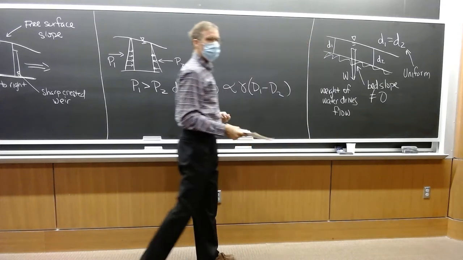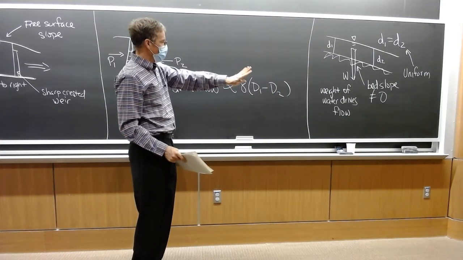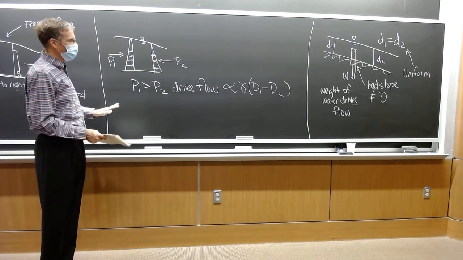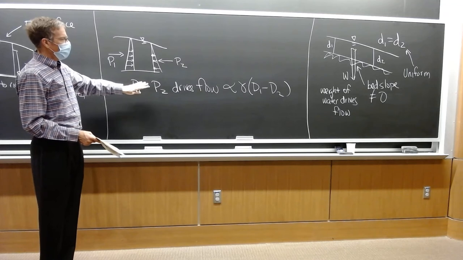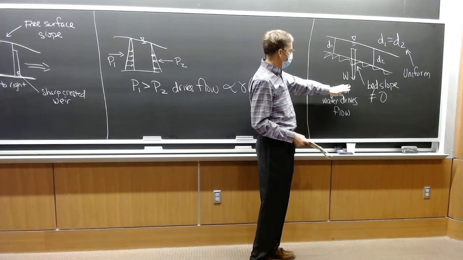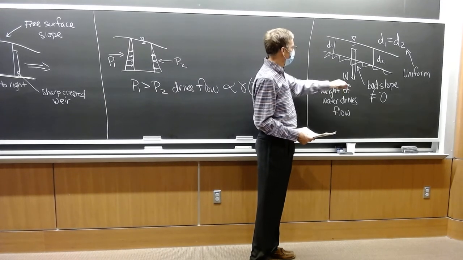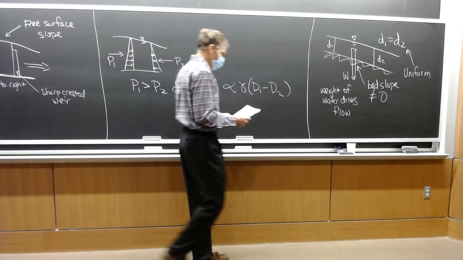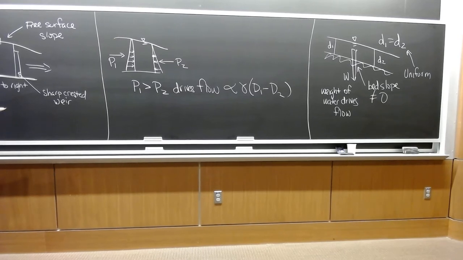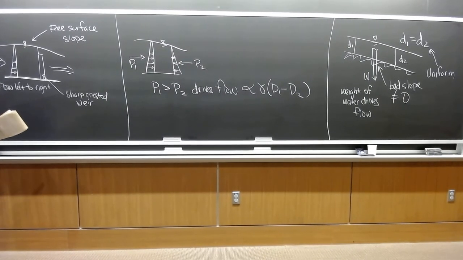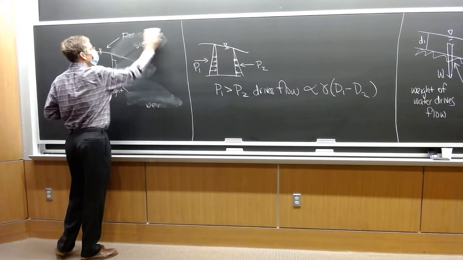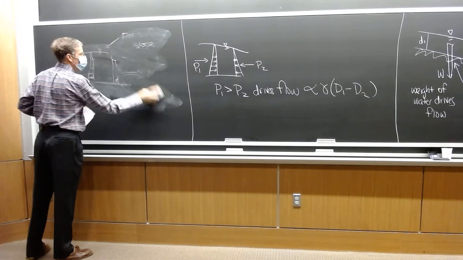And it's possible as well to have both instances. You could have a sloping bed and you could have a change in the water depth. So there are circumstances where both processes, that is the pressure resulting from a change in water depth and the gravitational component of the driving force, occur. All right, so that's all I'm going to do in the way of an introduction. And next, what I wanted to talk about is this concept of critical flow in open channels.